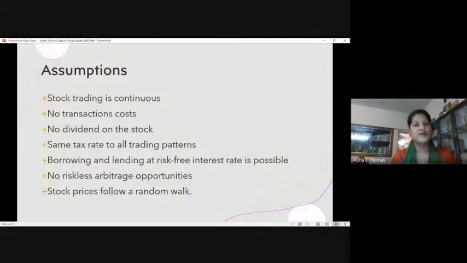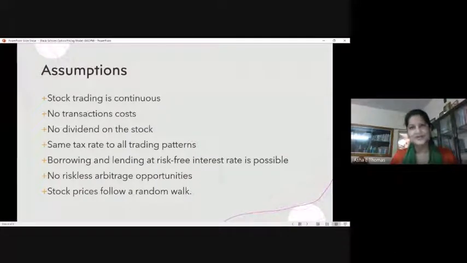Okay, no dividend on the stock, which I already said, but we are also learning computation if dividend is declared based on the underlying asset. That is very simple, not much computation, just one factor incorporated into the stock price. That's nothing but the present value of the dividend. That's what we are going to discuss at a later stage. But for the time being, in the primary Black-Scholes model, the assumption is there is no dividend declared during the holding period for the underlying stock. Then the next is the same tax rate for all trading patterns.